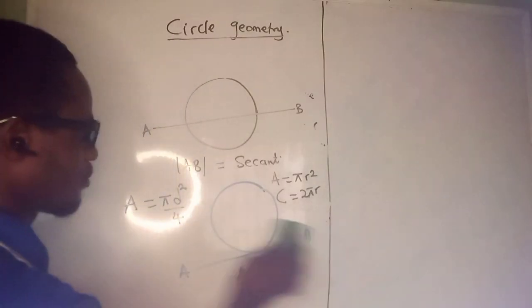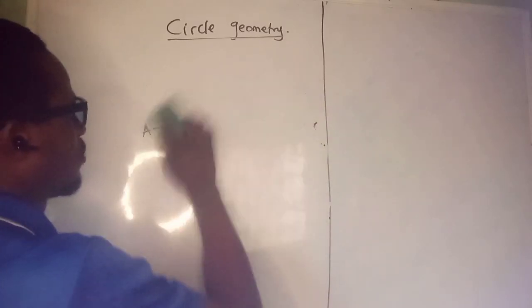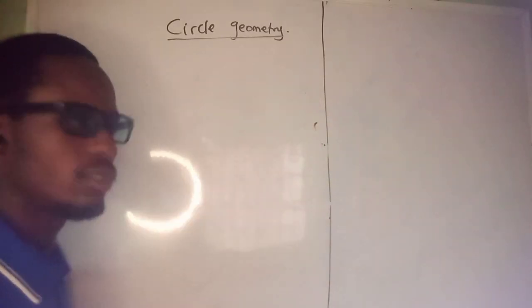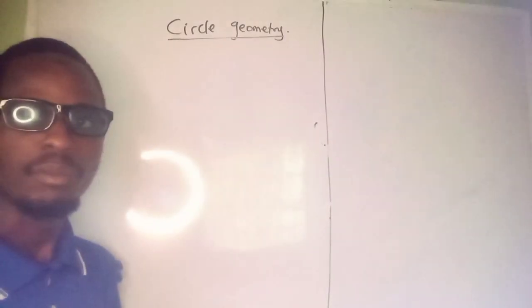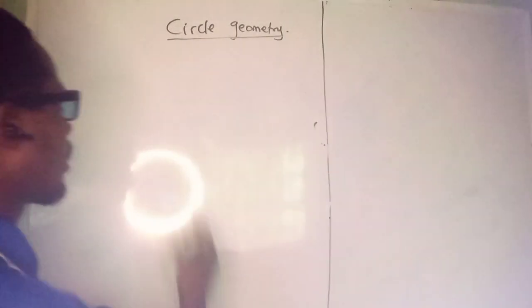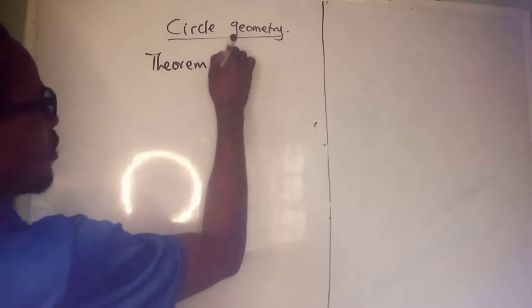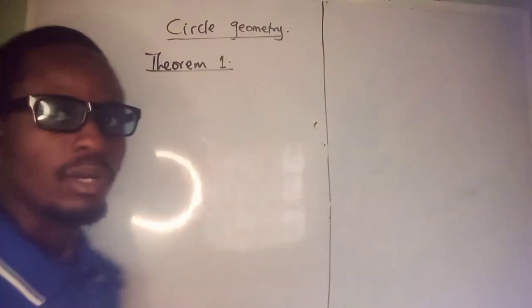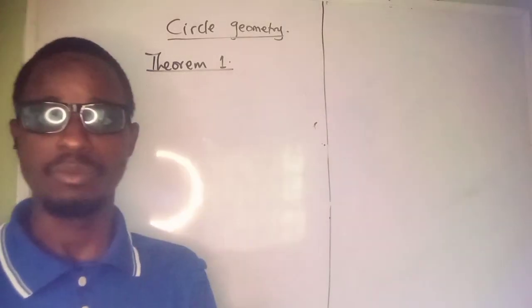So now, let's move on. Talking about the circle theorem, I will start with a theorem which I call theorem 1. Just like I said, the theorem numbers are just for references, you don't have to remember them.